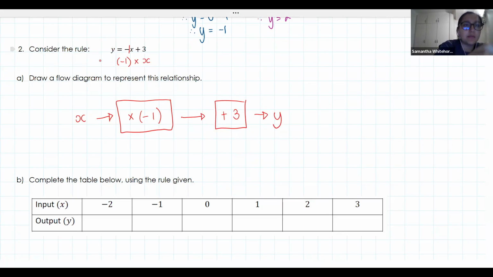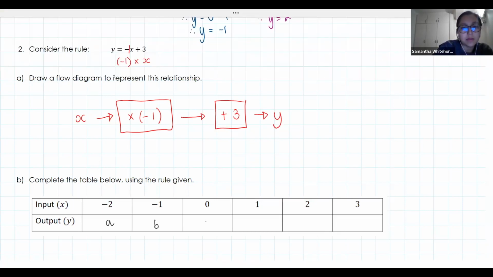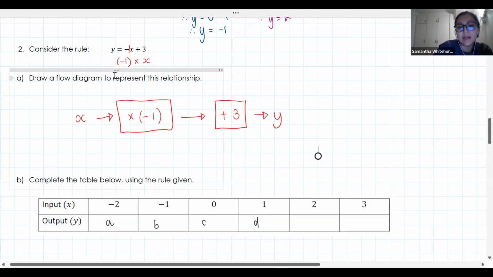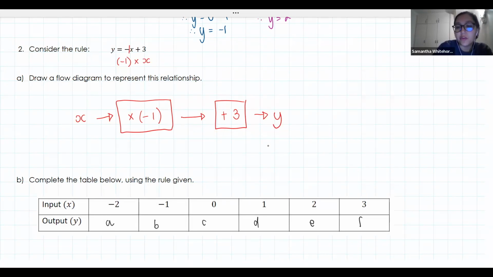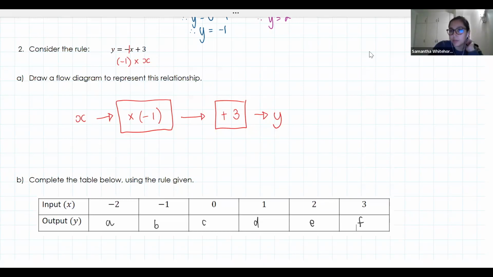All right, so what I want from you guys is the values of the output, so A, B, C, D, E, and F. What I would advise is that you do them all first, and then on the chat, I want to see all of the answers together. So A, B, C, D, E, F. So sit for a second, do all of them first, and then put your answers on the chat for me. Right, so apply your rule or use your flow diagram to give me those output values.